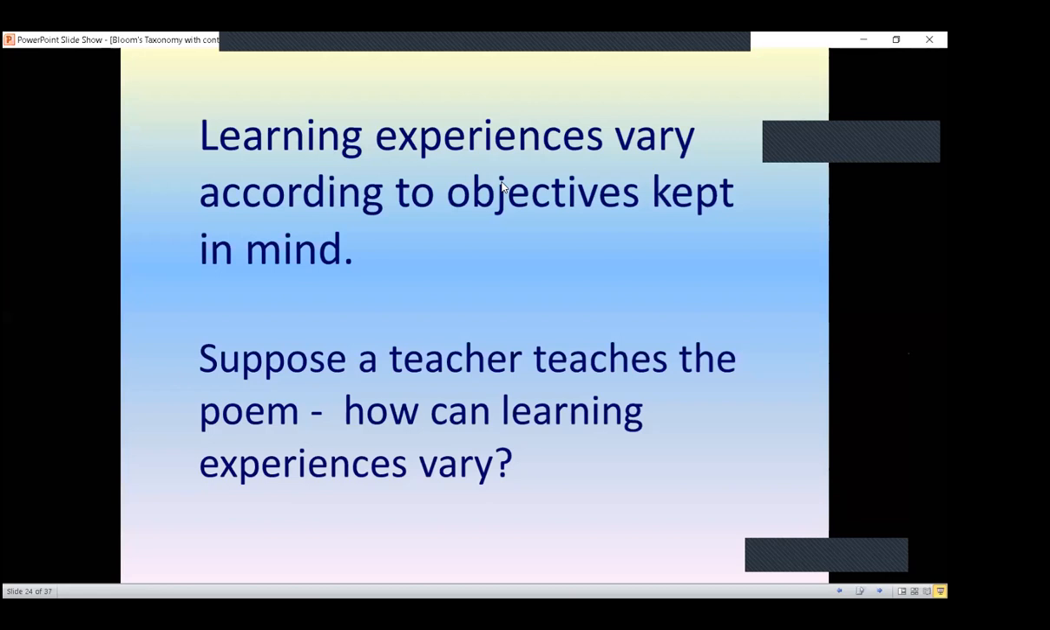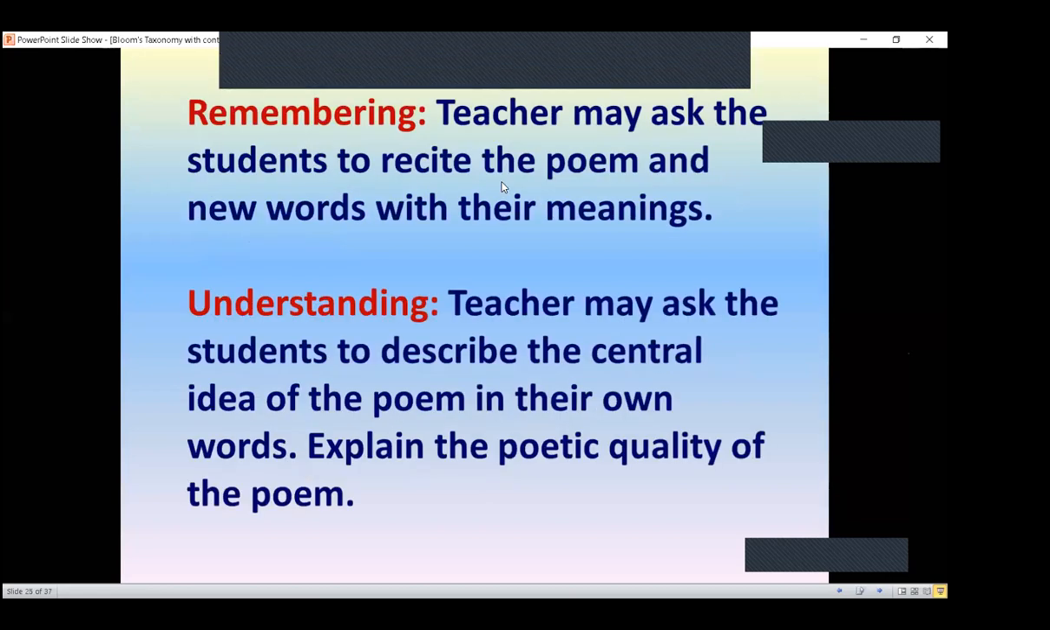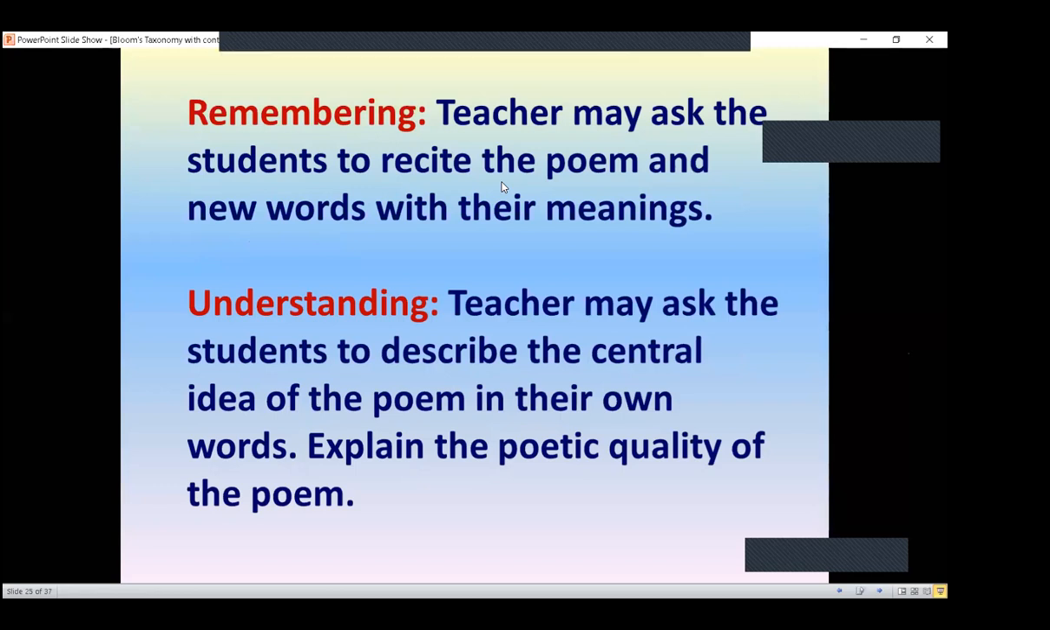How will they change? If it's remembering, the teacher will ask students to recite the poem, or to find the new words and their meanings. So it is nothing but remembering. If we are talking about understanding, then the teacher will ask students to describe the central idea of the poem in their own words, or explain the qualities of the poem. So the student will try to understand the meaning behind the content and explain it.